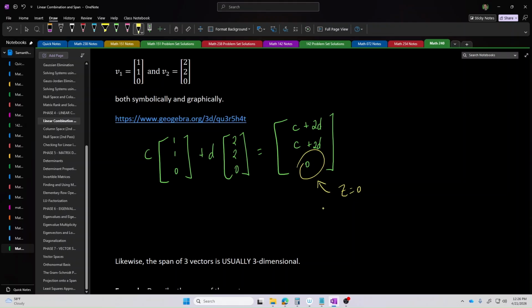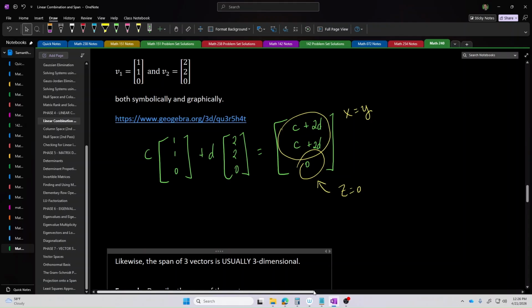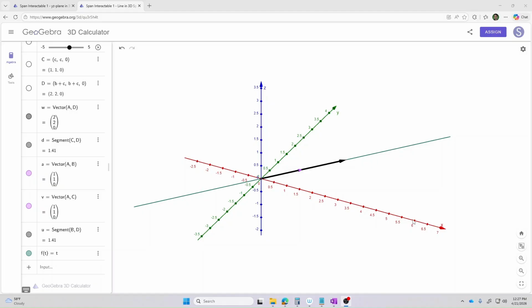But in this problem, that's not the only property of this combination that's interesting. The other property of this combination that's interesting is that the x component and the y component are exactly the same. The x here is equal to the y. They are both c plus 2d. So let's see how this additional sort of condition manifests graphically in the picture of the span of these two vectors. So this GeoGebra image was created using the same method and the same code as the other two GeoGebra modules that we've looked at before.